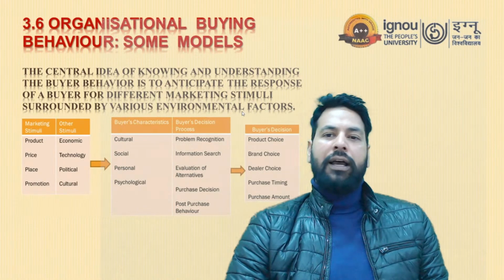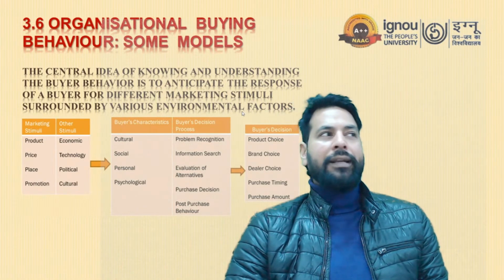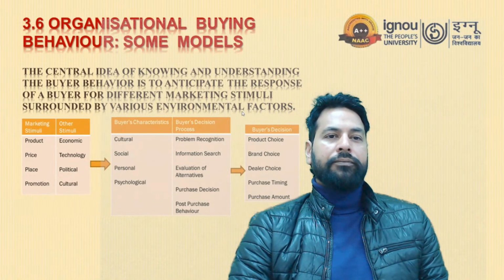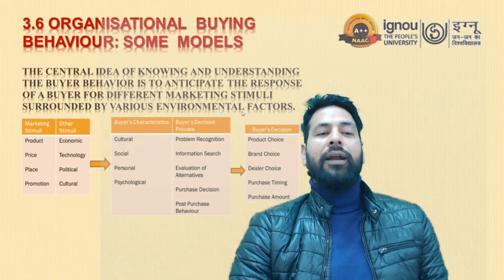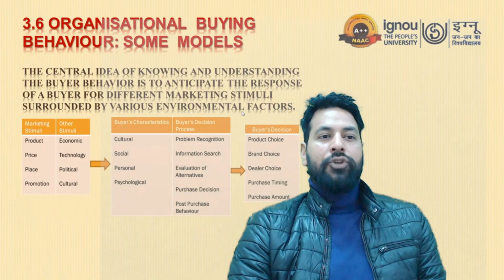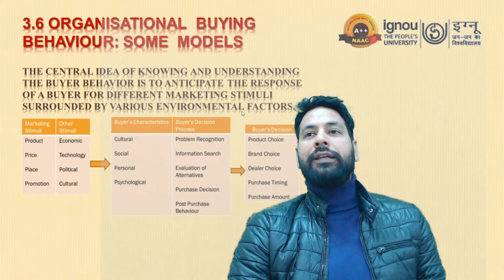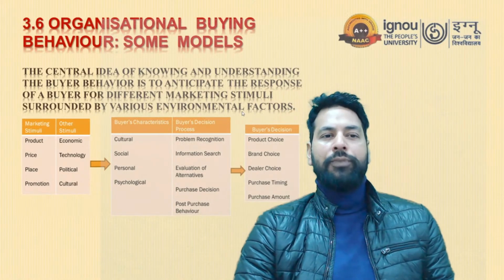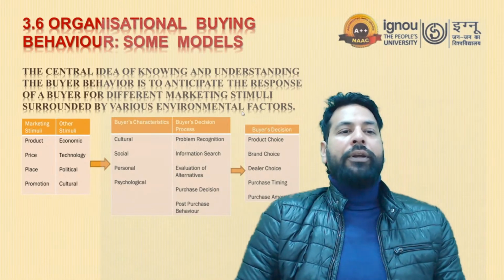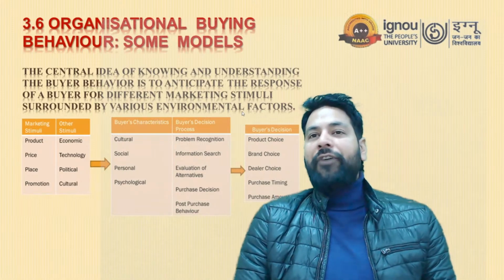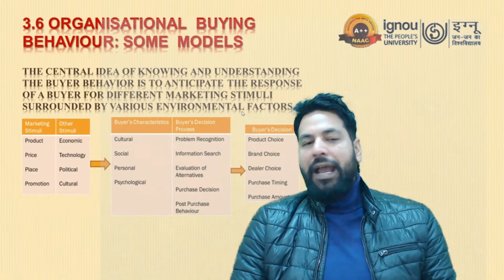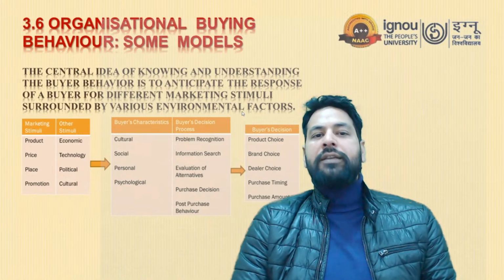Now look at this organizational buying behavior model. I think it's self-explanatory and it will be quite clear how an organization goes about making a purchase. First thing first, marketing stimuli. We understand the four P's given by McCarthy. Along with these four P's, there are other stimuli. Stimuli is the plural of stimulus, which triggers your motive. That is economical, technological, political, and cultural.